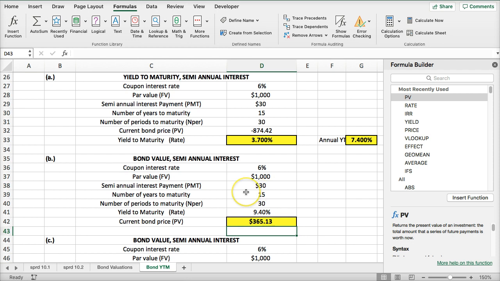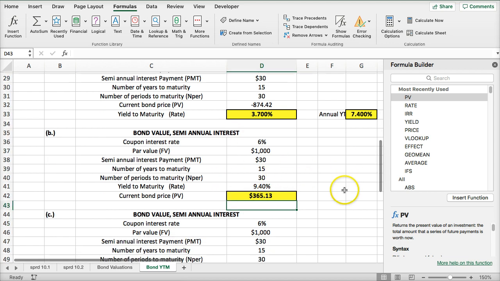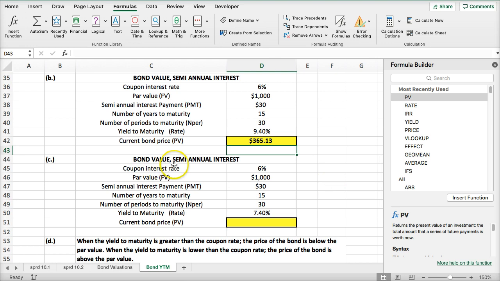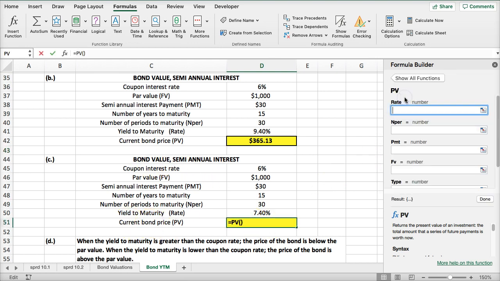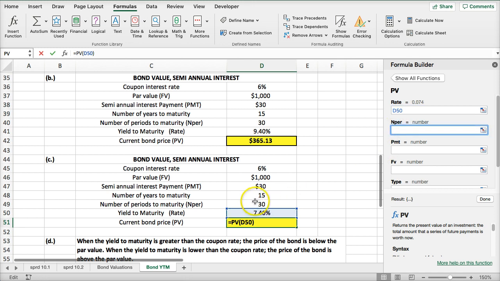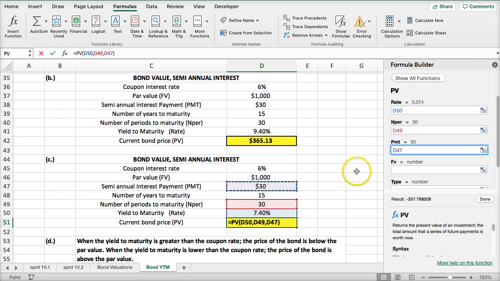And you can see that if the rate is higher than the coupon, it's going to be selling at a discount. The required rate is higher than the coupon. Okay, so a bond with semi-annual interest. So here again we're calculating the bond price using present value. So we have, this is semi-annual. So we want to calculate the rate, n per, payment, future value.